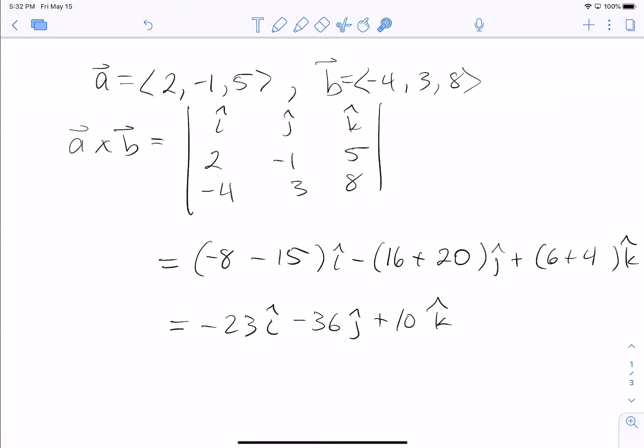Did you catch it? So 2 times 3 does give me 6. And then we have a minus -4 times -1. So that should actually be 6 minus 4. So that 10 should be a 2. So a cross b is -23i minus 36j plus 2k. Clearly, it's a vector. You could also confirm that this vector a cross b is orthogonal to a and is orthogonal to b.